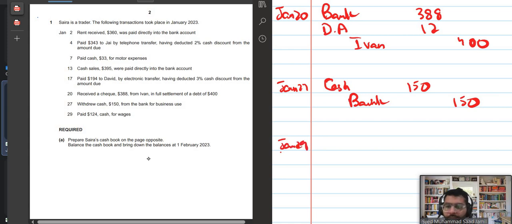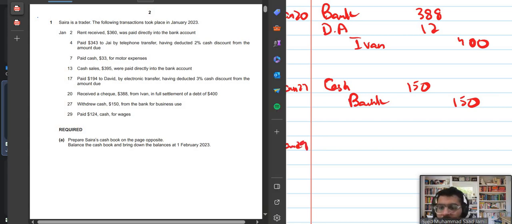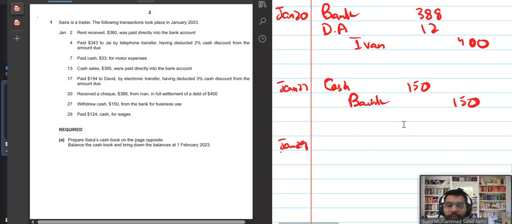And last, Jan 29th paid, how much is this amount? Paid 124 cash for wages. Now look, wages is an expense. Expense is increasing by how much? 124. And cash, our asset, is decreasing, so it's going to be credited by 124. Now let's solve the question together.